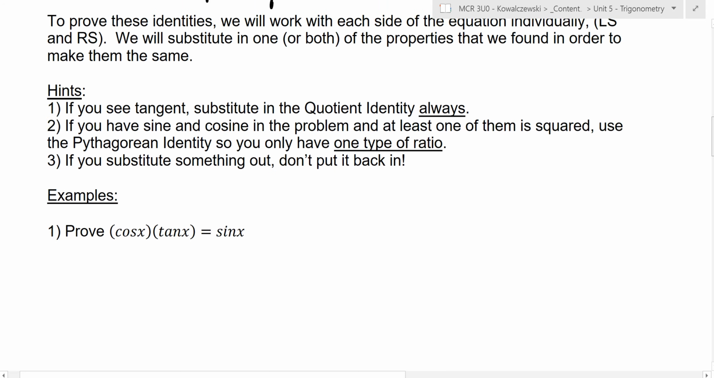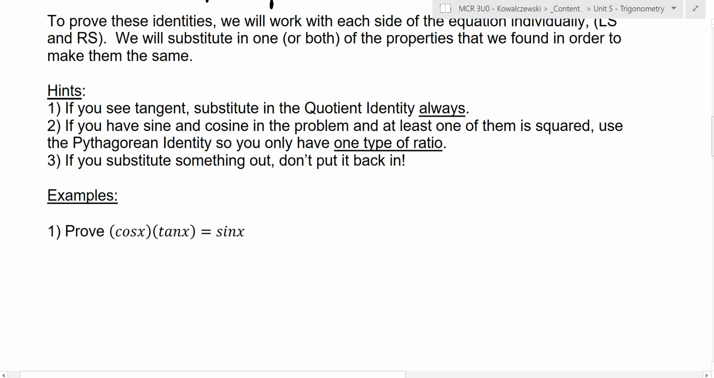Number one, if you see tangent, substitute in the quotient identity. That's sine x over cosine x. Most of these questions, we don't want to be dealing with tangent, as you'll see later on. So the quotient identity, always put that in the place of tangent. Now, if you have sine and cosine in the problem, and at least one of them is squared, use the Pythagorean identity so you have only one type of ratio.